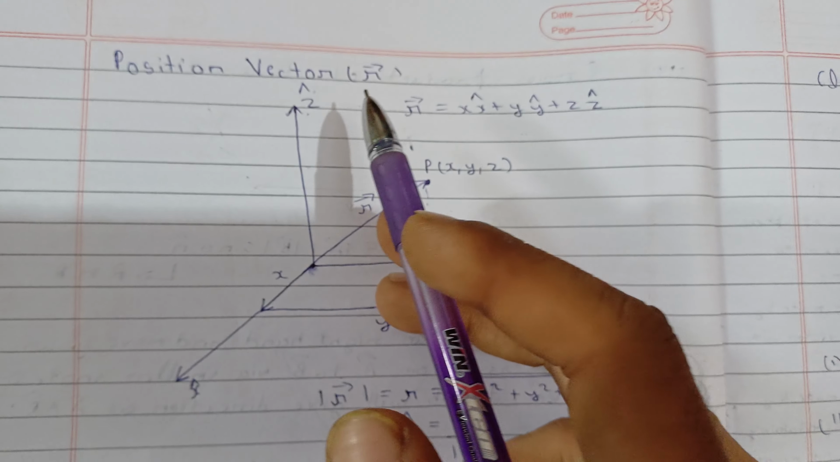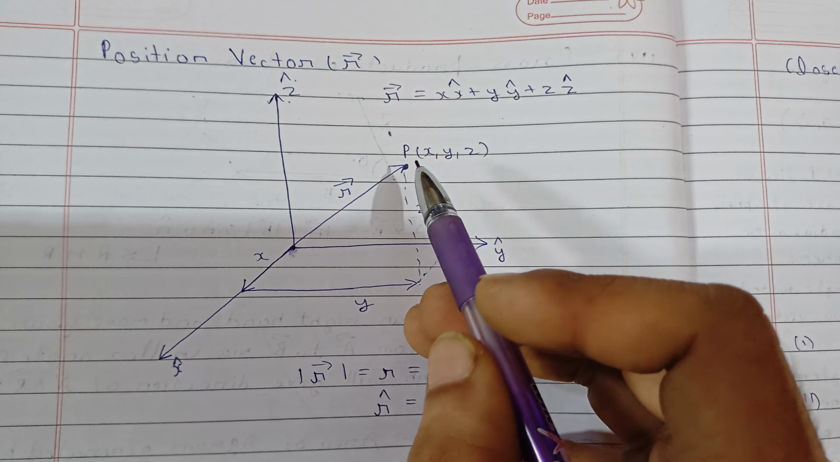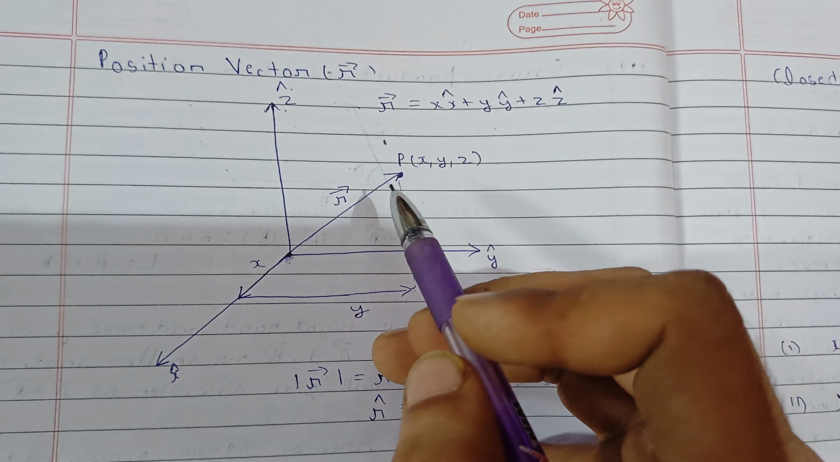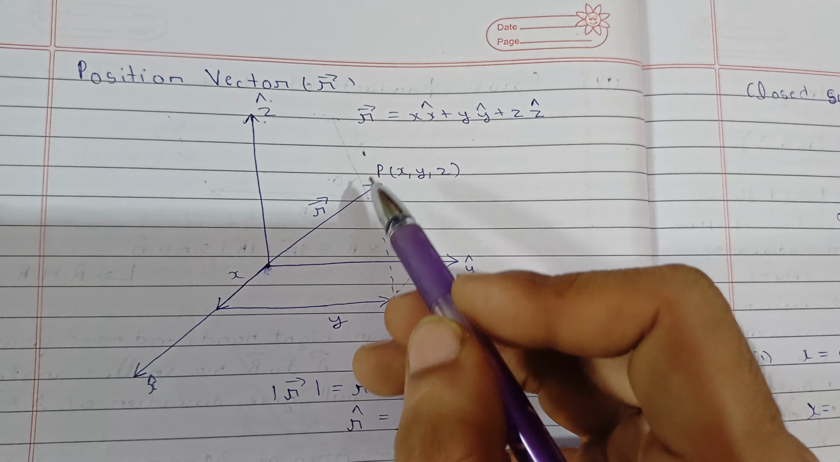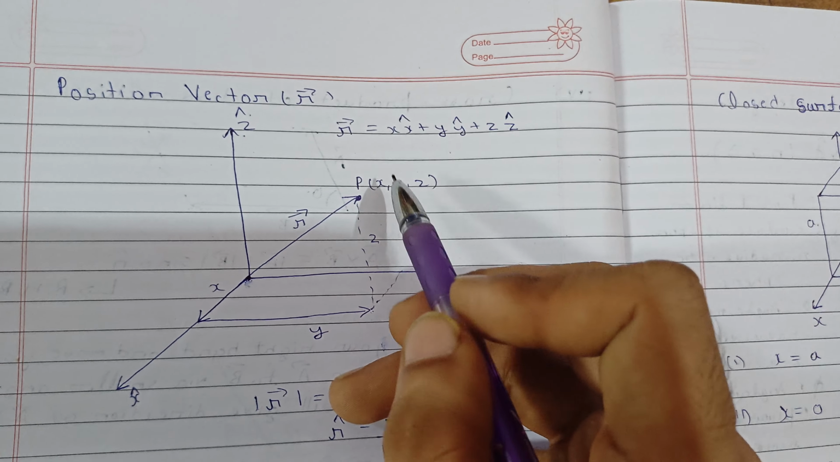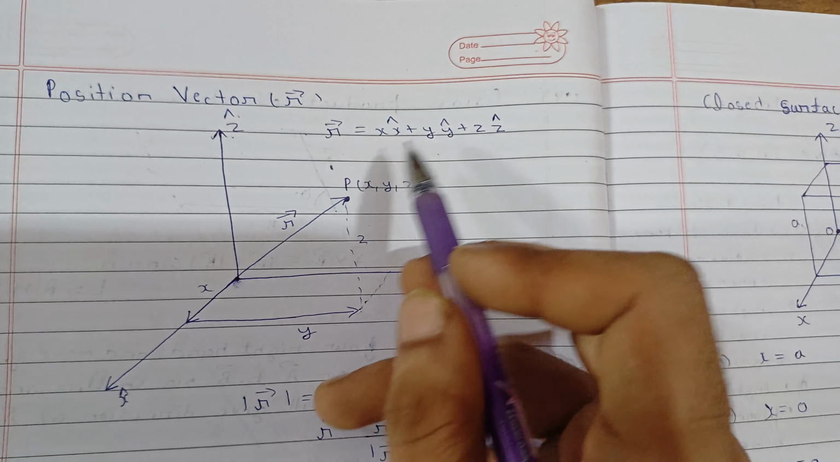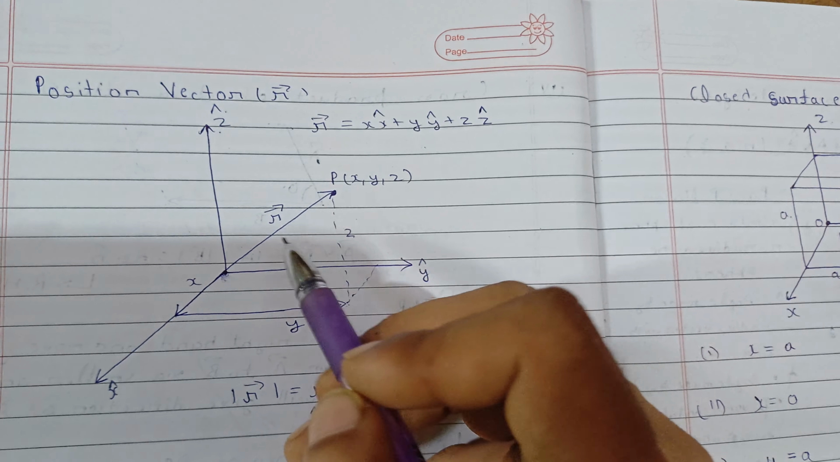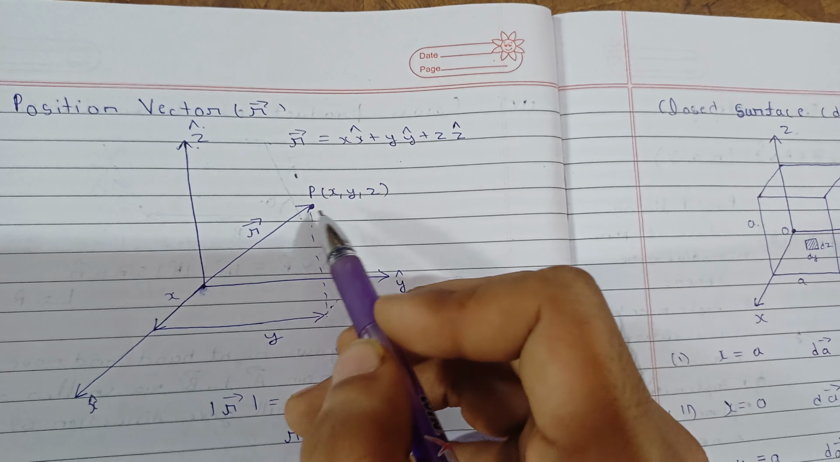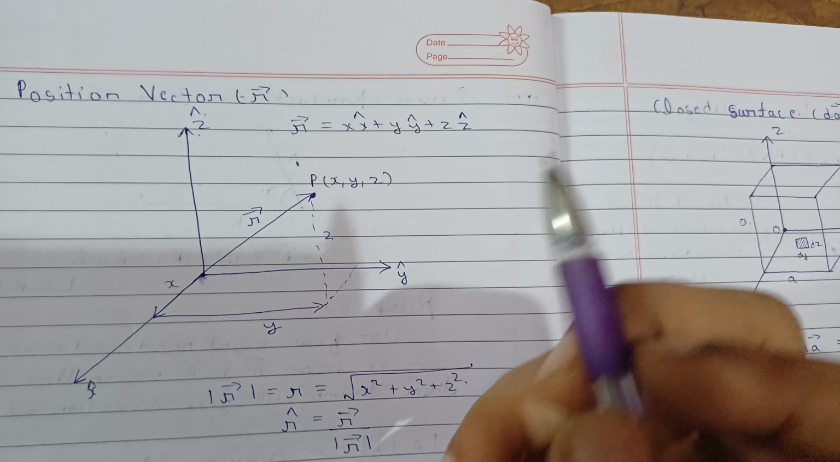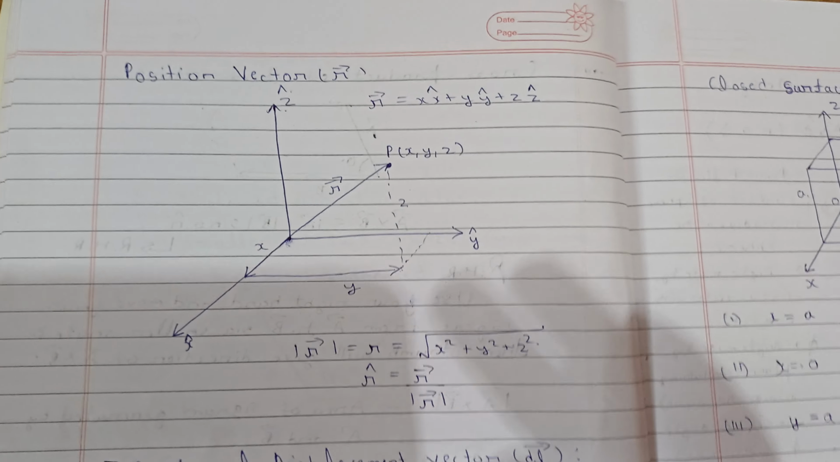So position vector is nothing but r. Any position vector r is represented by the coordinates x, y, z. If the origin is at 0, 0, 0, then it gives x minus 0 times x cap, y minus 0 times y cap, and z minus 0 times z cap. That's how you can determine this position vector. If this is your O and this is your P, then P minus O will give you the vector OP. That's how you define the vector.